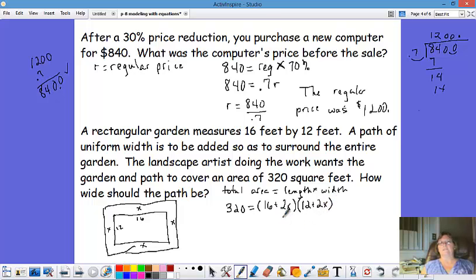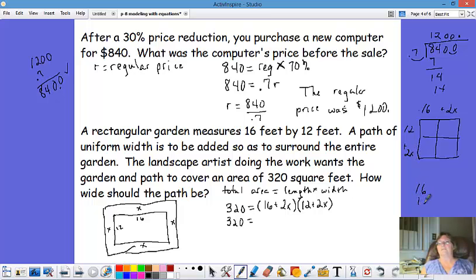And, well, it looks like we're going to do a little bit of multiplication here. Let's see, and we're going to simplify. So 320 will equal, box method, FOIL, whichever you desire. I'm going to box method. (16 plus 2x) and (12 plus 2x).